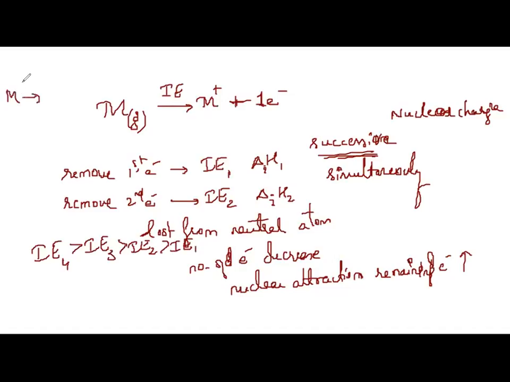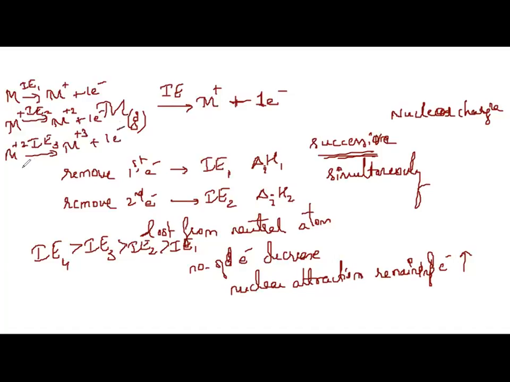And how do these ionization enthalpies come? From the metal atom, you apply first ionization energy, you'll get a unipositive cation, one electron comes out. You take the unipositive cation, apply ionization energy, then you will get a bipositive cation, one electron comes out. Bipositive cation, apply third ionization energy, you'll get a tripositive cation. Similarly, tripositive cation, apply fourth ionization energy, then you will get a tetrapositive cation. One electron comes out each time. So these are called successive ionization enthalpies.